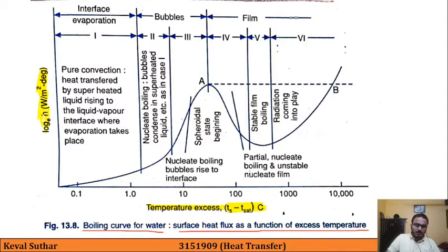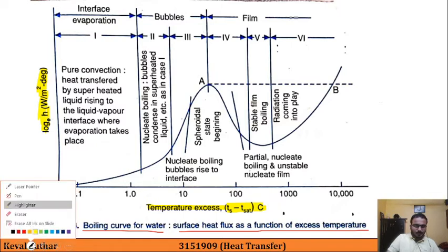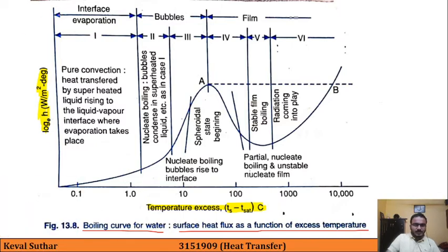That is log H here. Now, which are the three different phases? First is interface evaporation, that is this one. Second is for the bubbles, and third is the film. So even these three are divided into a number of different stages. Here we have 6 different stages in total.